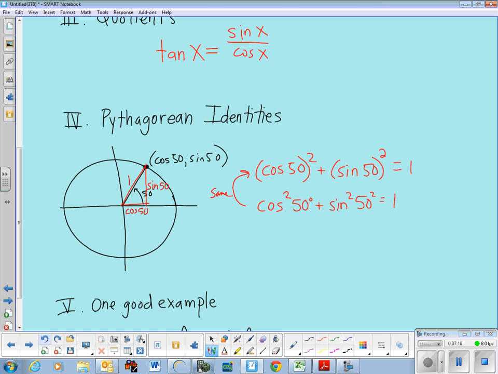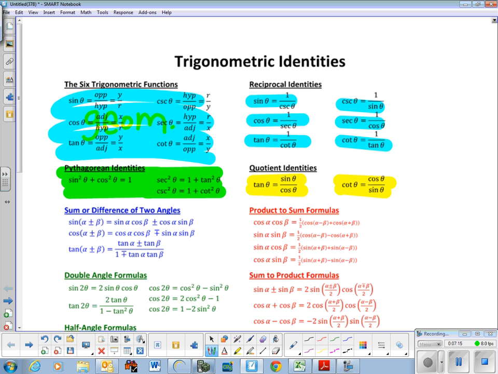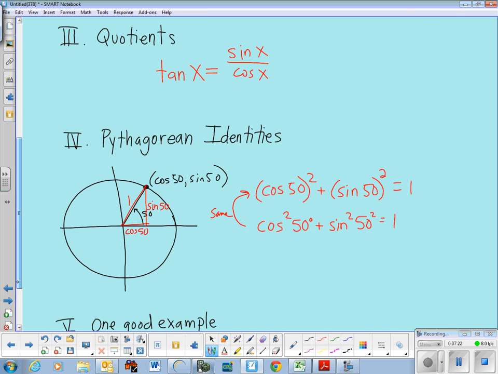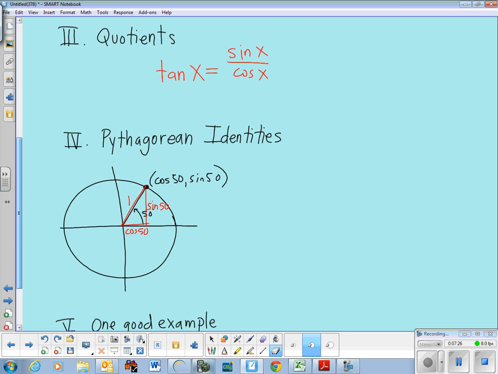All right, so let's take out the 50 and get our first Pythagorean identity. Here it is in green. Sine squared plus cosine squared equals 1. I'm going to get rid of this specific 50 stuff. Get our first big one. Sine squared x plus cosine squared x equals 1. Because of what I was saying about the unit circle, this is true for any x value you want to plug in. It's an identity.